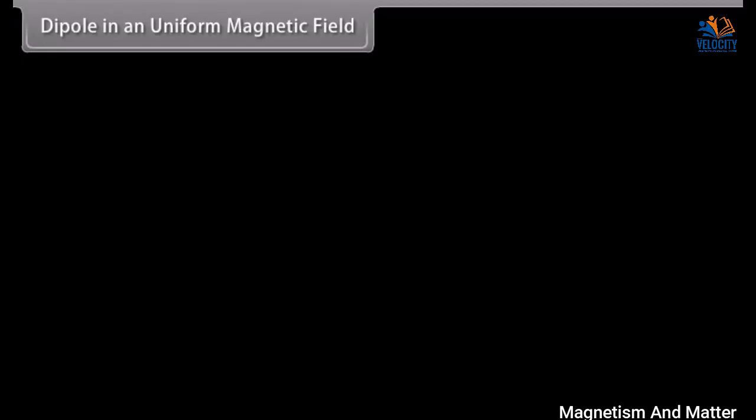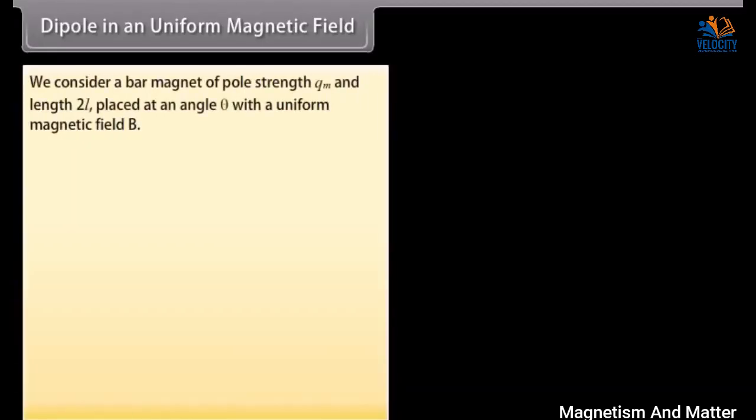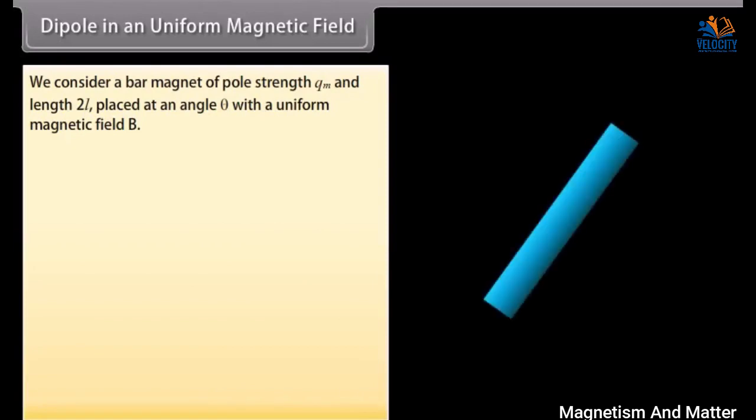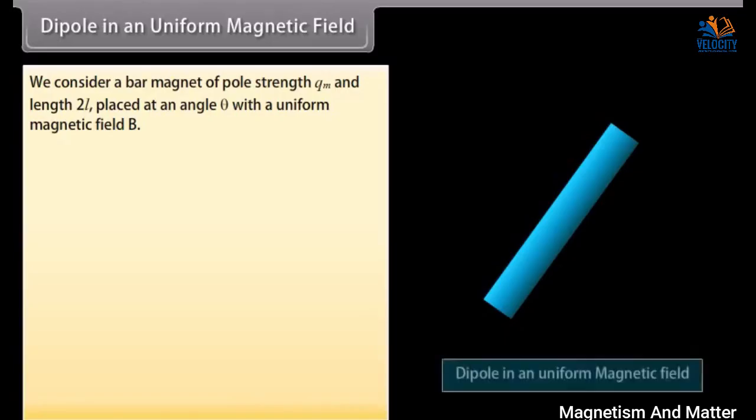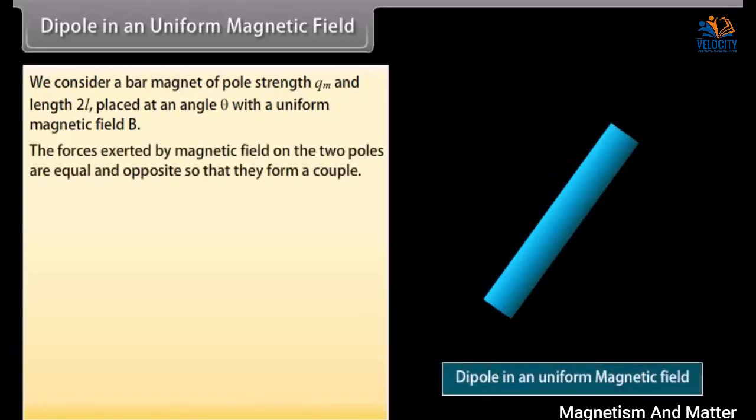Dipole in a uniform magnetic field. We consider a bar magnet of pole strength Qm and length 2L placed at an angle theta with a uniform magnetic field B. The forces exerted by the magnetic field on the two poles are equal and opposite, so that they form a couple. Torque is equal to force times lever arm. By putting the values in the above equation, we get the value of torque equal to mB sin θ.